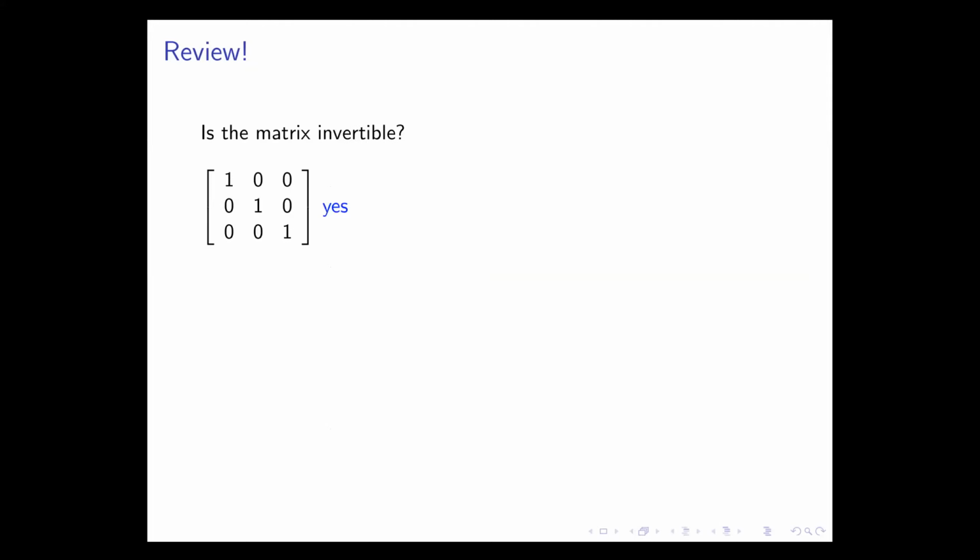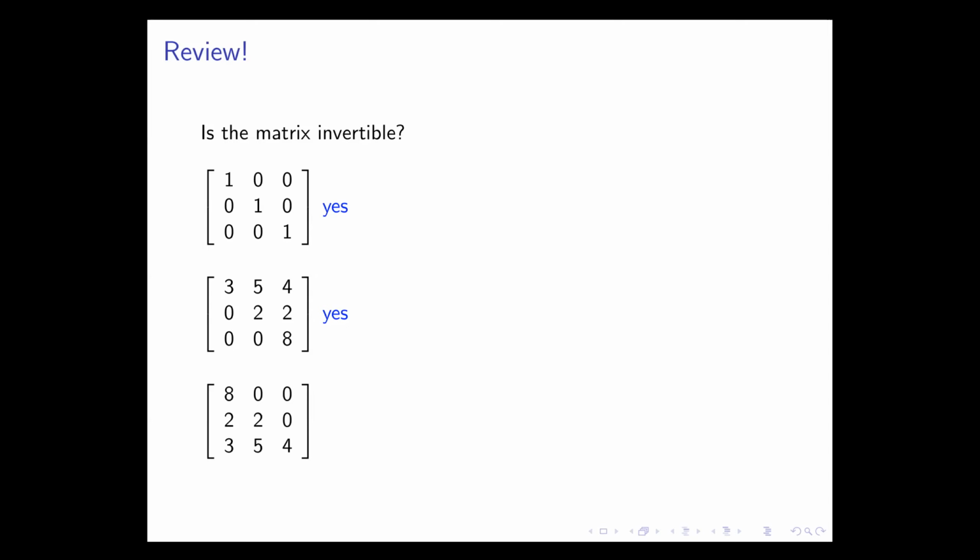Yes, there are 3 pivot columns, right, in the 3 by 3 matrix. This matrix over here, it's not in the reduced echelon form yet, but we can make it one. We can reduce it, and then the reduced echelon form of this matrix will be exactly as the matrix above, after we've done all the necessary calculations. And this one, also yes, right?